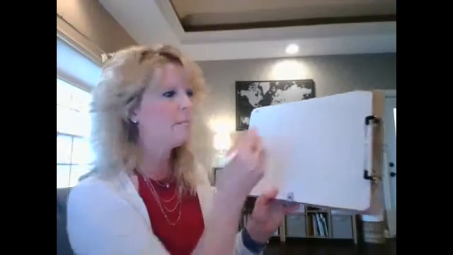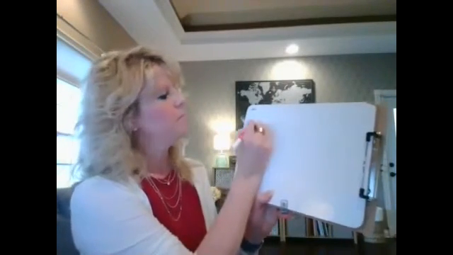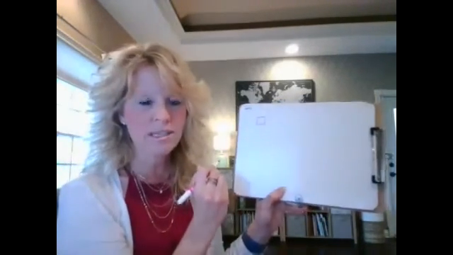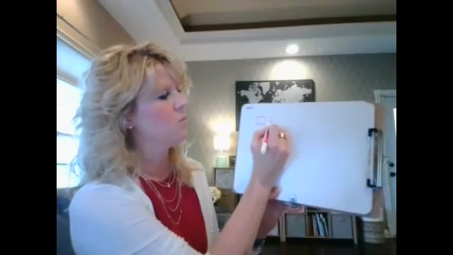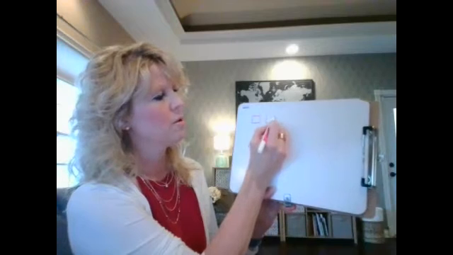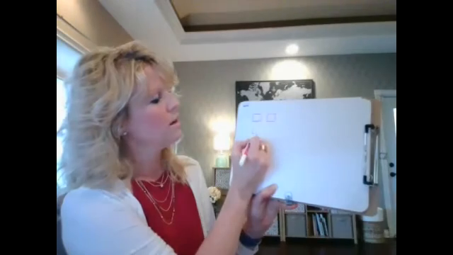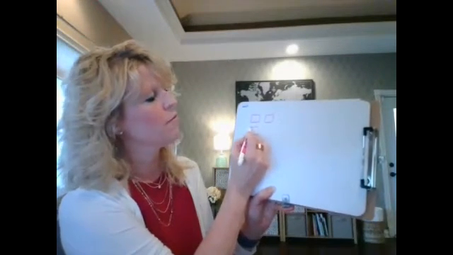And I'm going to draw another shape for you. So we've done a triangle. This time, let's do a square. A square has 4 sides. Let's count these sides. 1, 2, 3, 4. Let's do another one. 1, 2, 3, 4.